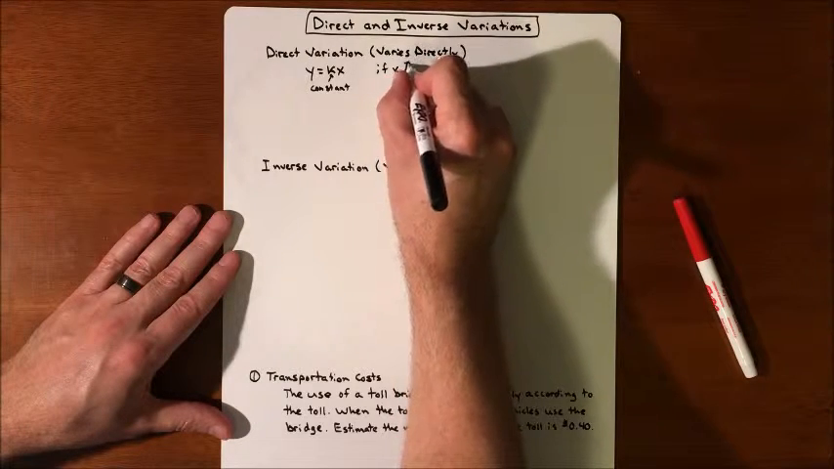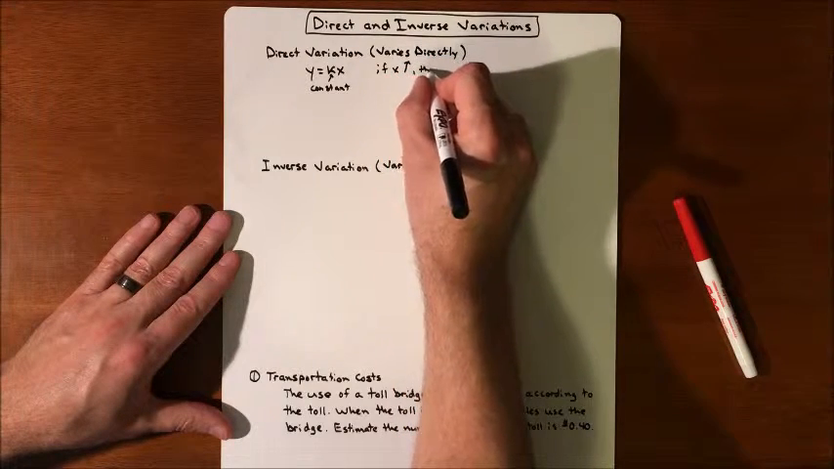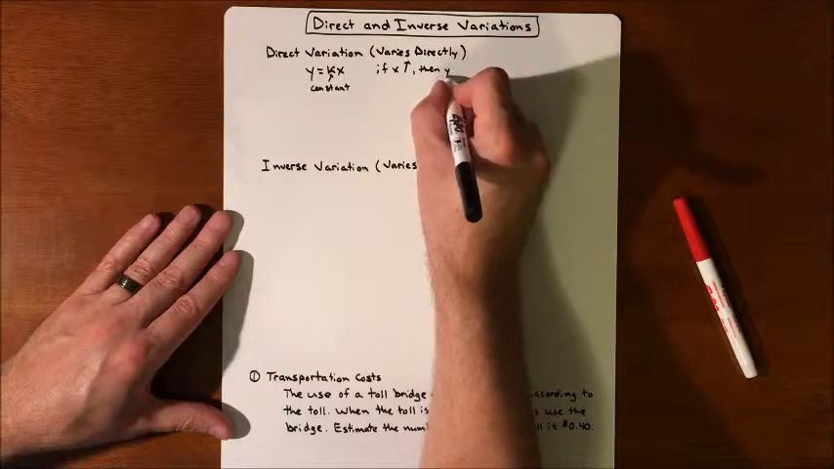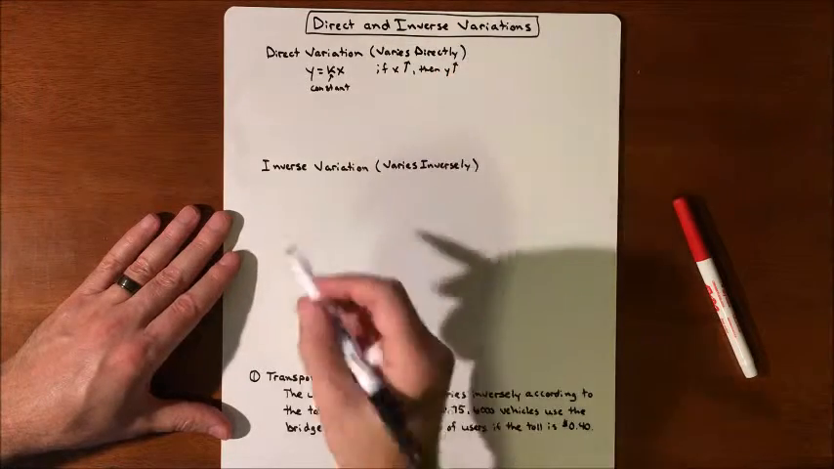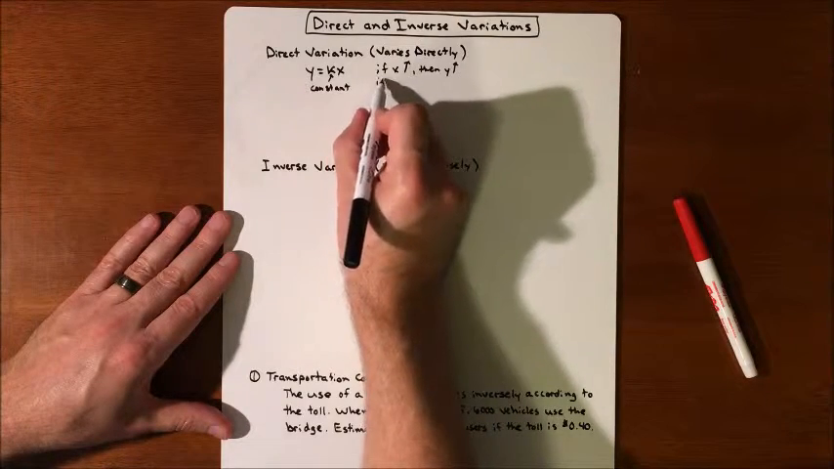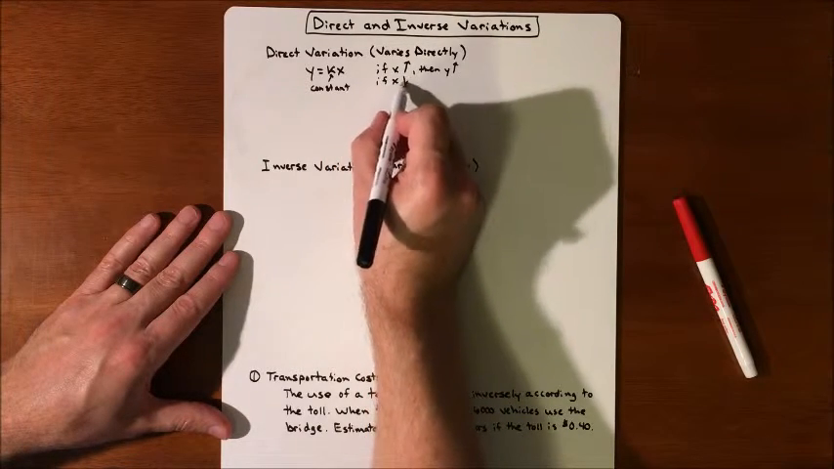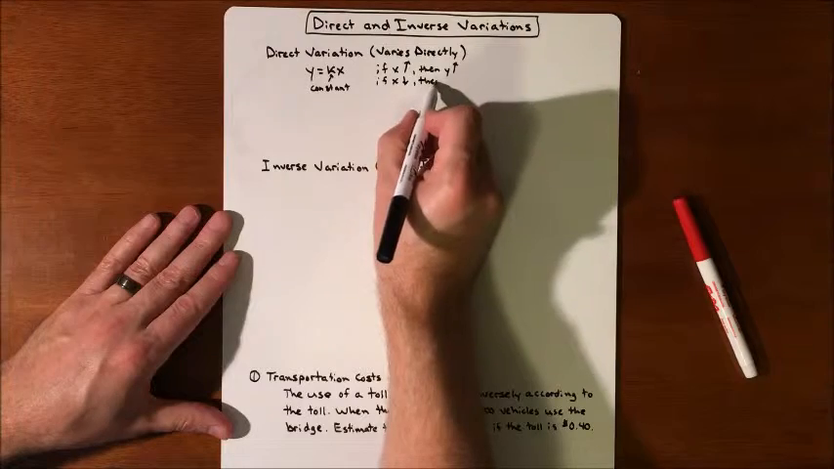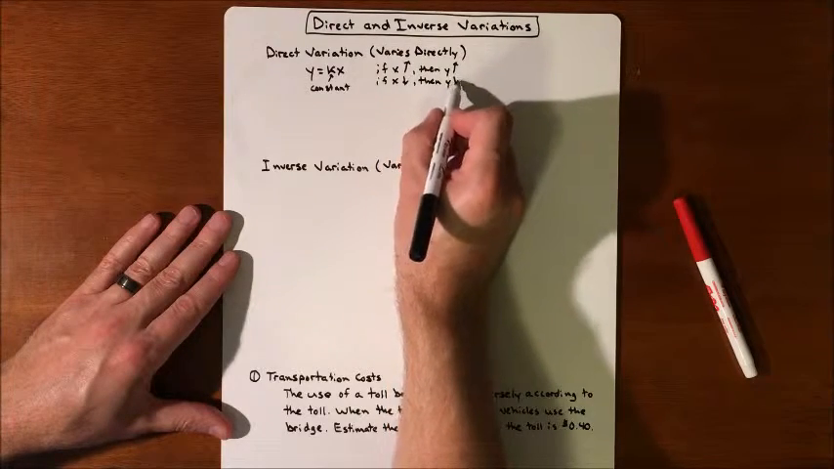And if x goes up, then y is going to go up. That's the idea of varying directly. So as one thing goes up, another thing is going to go up. The exact opposite is true. If x goes down, then y is going to go down.